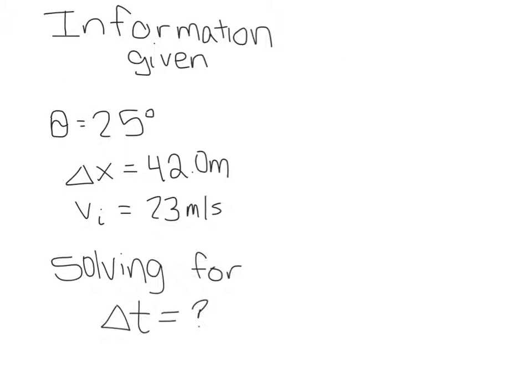Okay, so the information that we have is that the angle is 25 degrees, delta x is 42 meters, and the initial velocity is 23 meters per second. So now, the first thing that we have to do is solve for time, the change in time.